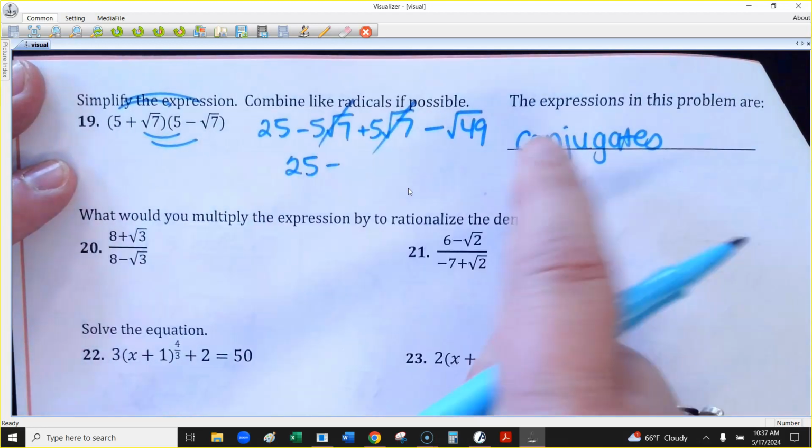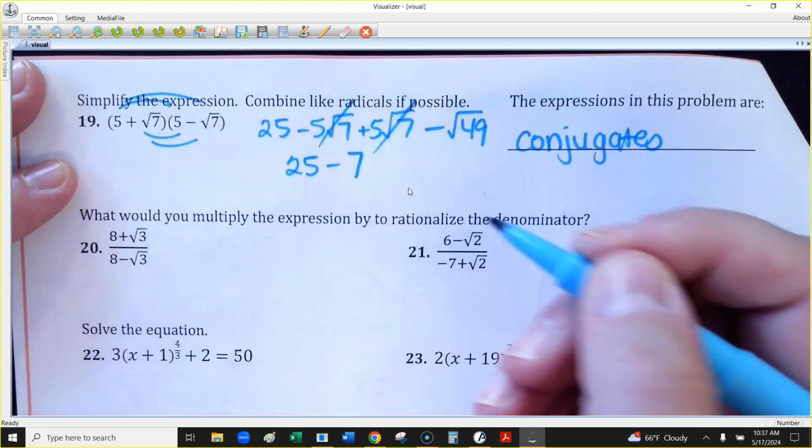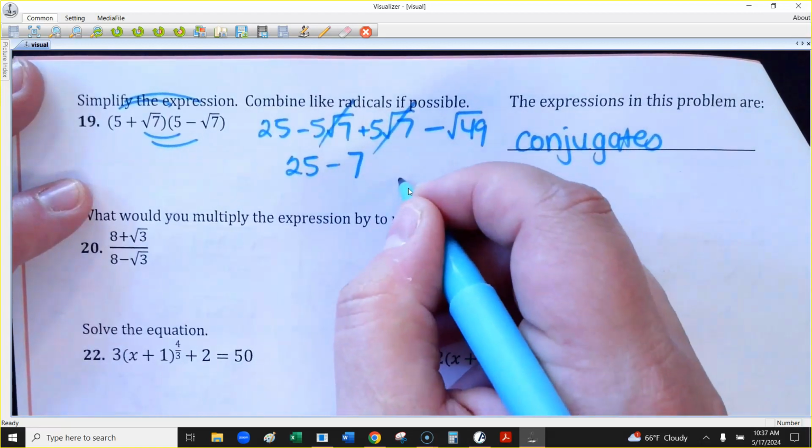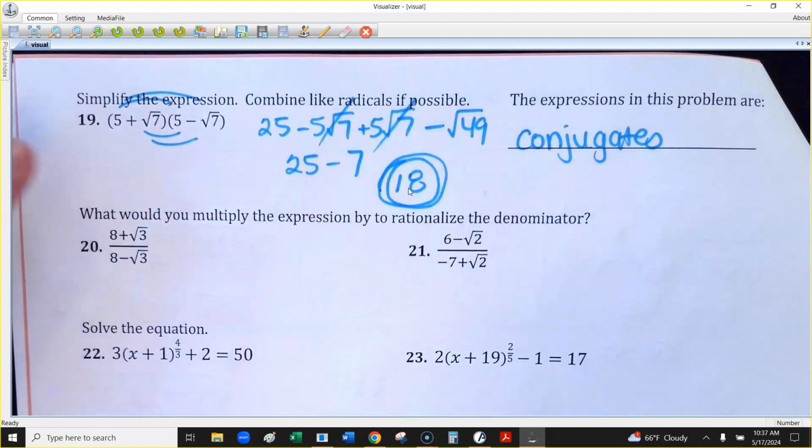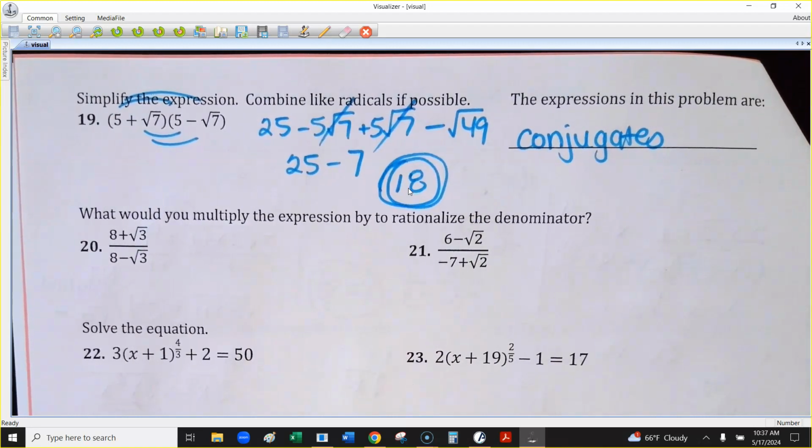Now, square root of 49 would be 7. So we're going to do 25 minus 7. And so 18 would be my answer. So we use conjugates for the questions actually that are right underneath here to cancel out radicals in the denominator if you have plus or minus. Okay, the question, you don't actually have to rationalize the denominator on the test. You just have to, and this will be multiple choice, you have to tell me what you would multiply by.